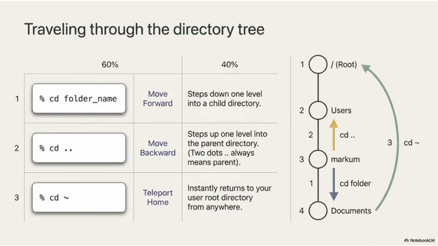The directory tree on the right visualizes these movements. cd takes you down a branch, cd .. takes you up, and cd ~ jumps you all the way back to the root of your user space. Chain multiple cd commands or use paths like cd Documents/ISM2411 to jump multiple levels in one command.